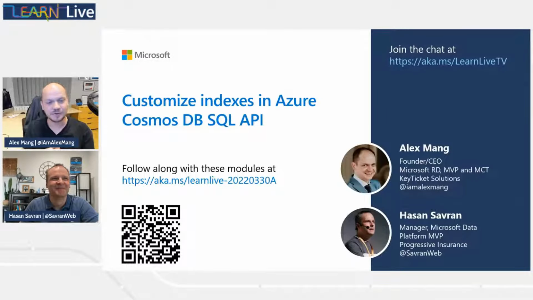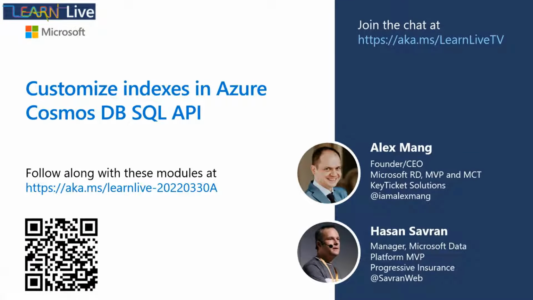I'm super hyped actually for today, because today's topic is literally called customizing indexes in Azure Cosmos DB SQL API. And the reason I'm so hyped about this is we are actually going to dive deeper, as I've said, but we're also going to cover some of the great topics that we received fantastic feedback on the previous time.